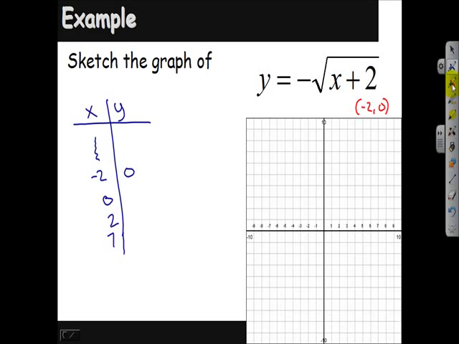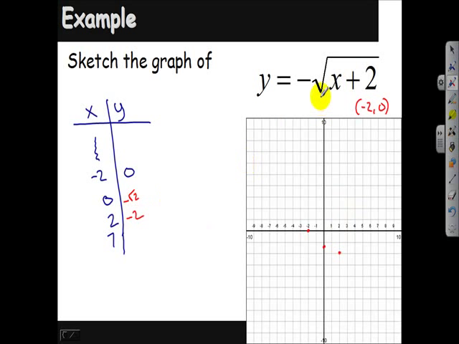We have, let's see, negative 2, 0 is right here. If I plug in 0, I get negative root 2, which is about negative 1.4. So somewhere in this area right here. If I plug in 2, I get 2 plus 2 is 4. The square root of that's 2, but there's a negative outside, so I get negative 2. So 2, negative 2 is about right here.